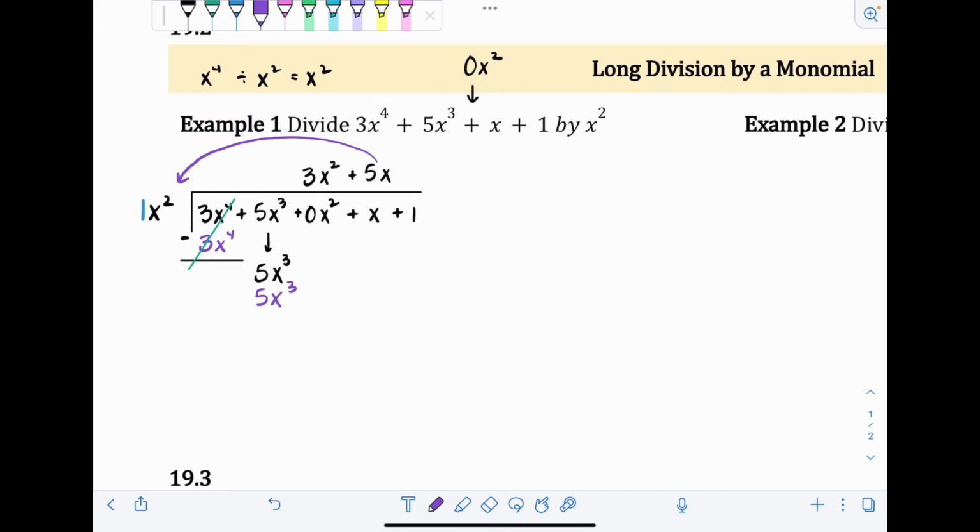And then now I can go ahead and subtract. So 5x cubed minus 5x cubed, that is 0. That cancels out, that's exactly what we're trying to do. And then I can bring down my next term. So 0x squared. And then next I can take my 0x squared divided by 1x squared.